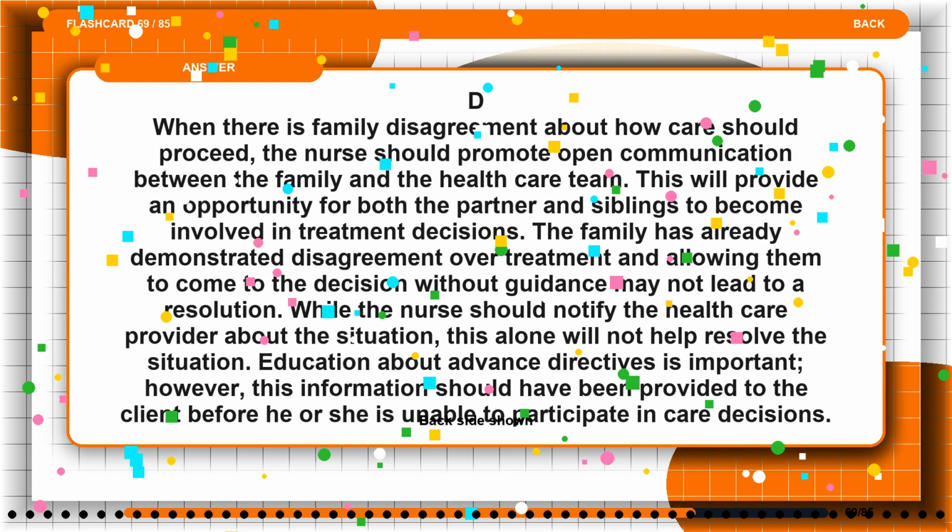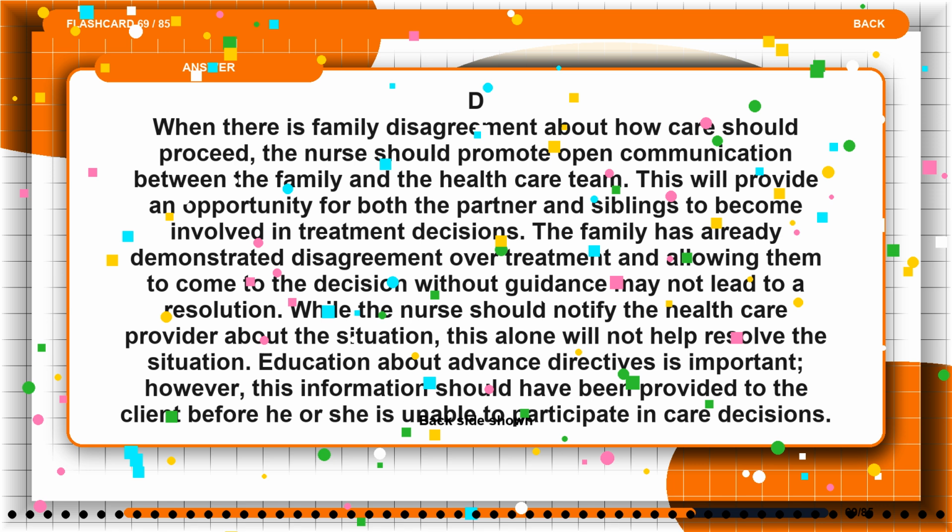The answer is D. When there is family disagreement about how care should proceed, the nurse should promote open communication between the family and the healthcare team. This will provide an opportunity for both the partner and siblings to become involved in treatment decisions.